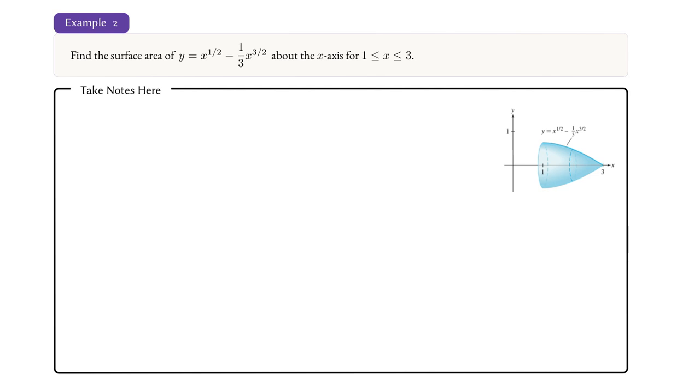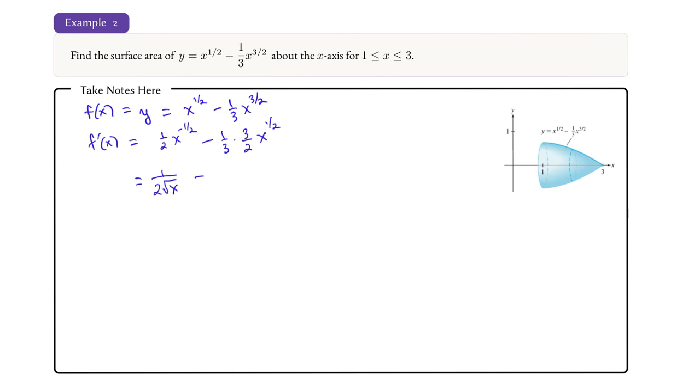Another example, find the surface area of y equals x to the 1/2 minus 1/3 x to the 3/2 about the x-axis for 1 less than or equal to x less than or equal to 3. Y is x to the 1/2 minus 1/3 x to the 3/2. Y prime or f prime of x is therefore 1 over 2 x to the negative 1/2 minus 1 over 3 times 3 over 2 x to the 1/2.